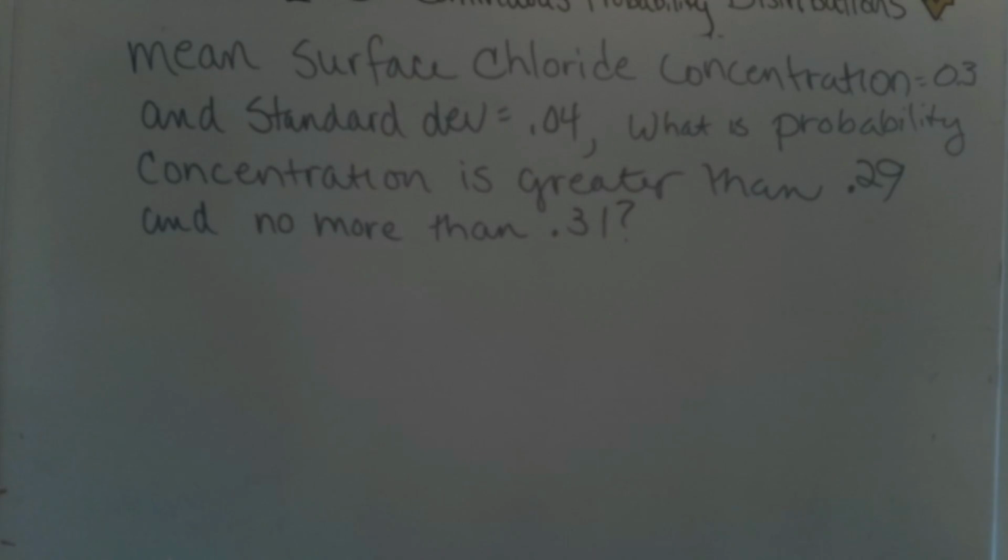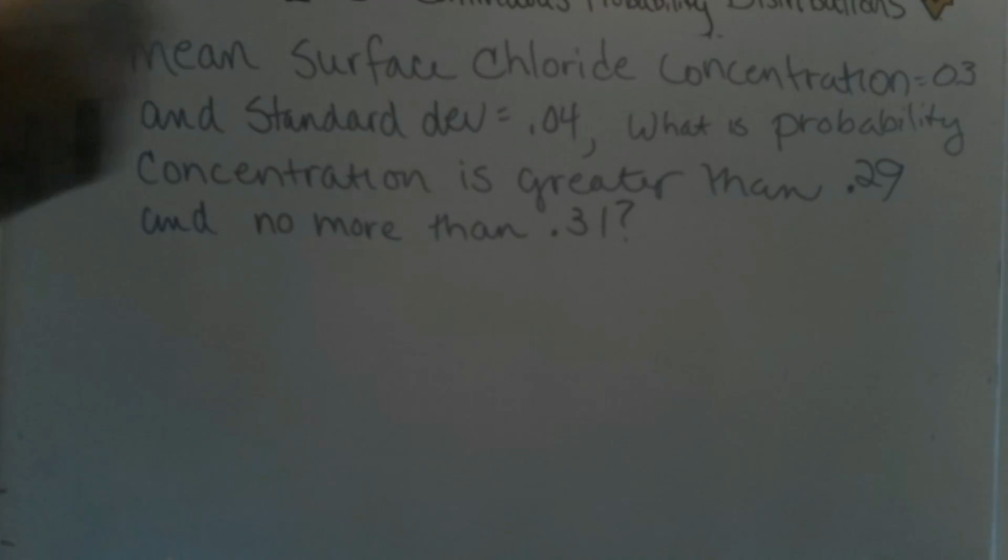Let's look at this example. Consider we want to measure the chloride concentration on the surface of a concrete structure to see if it is in compliance with our design assumptions. It is assumed that the mean surface chloride concentration is 0.3 and the standard deviation is equal to 0.04. What is the probability that the surface chloride concentration is greater than 0.29 and no more than 0.31? Let's walk through how we would solve this problem.